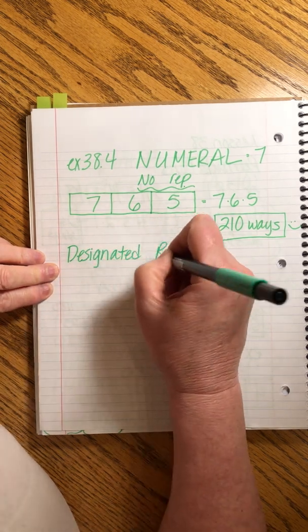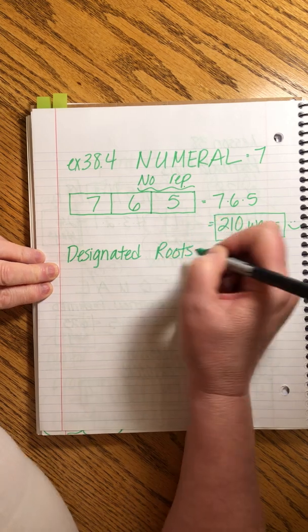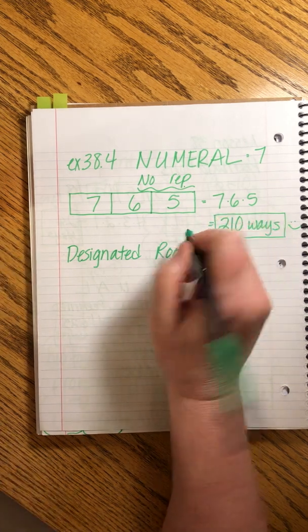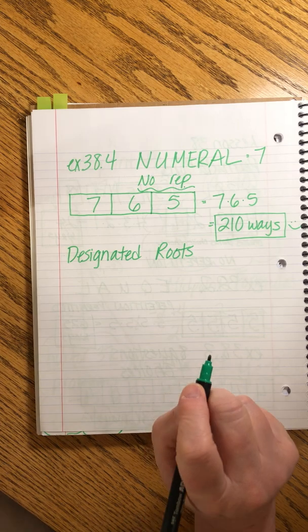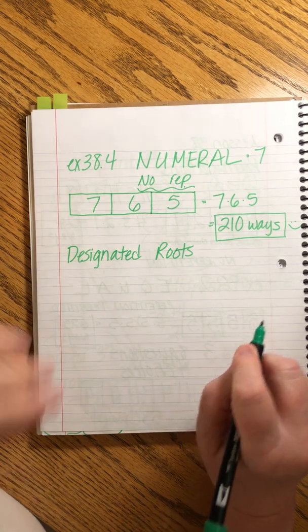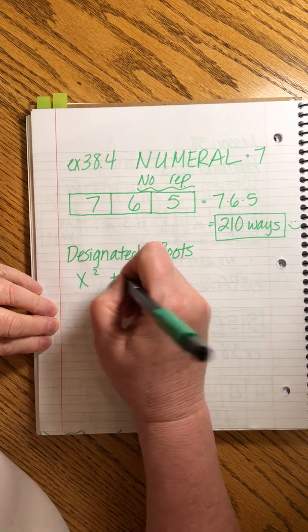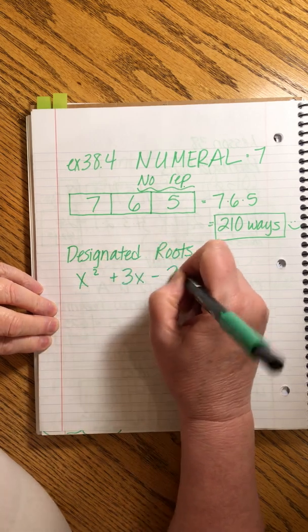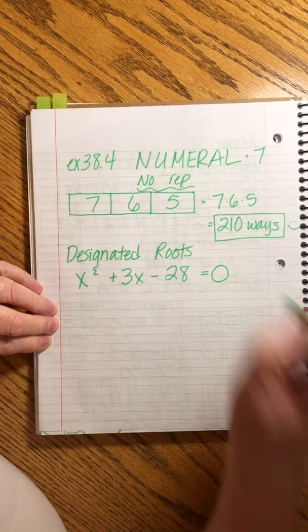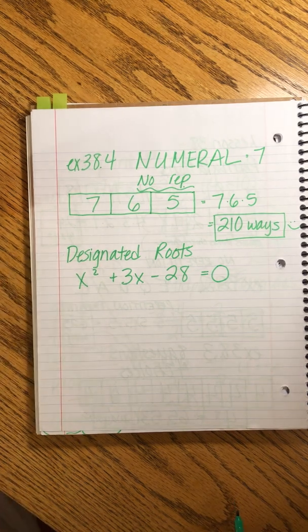Designated routes. When you were a little kid, did you ever walk around backwards just for the sheer joy of it? That's what we're going to do here. We're just going to work backwards. Let me show you something that you know. x squared plus 3x. That is a quadratic equation. And that, I am convinced, you can solve by inspection.